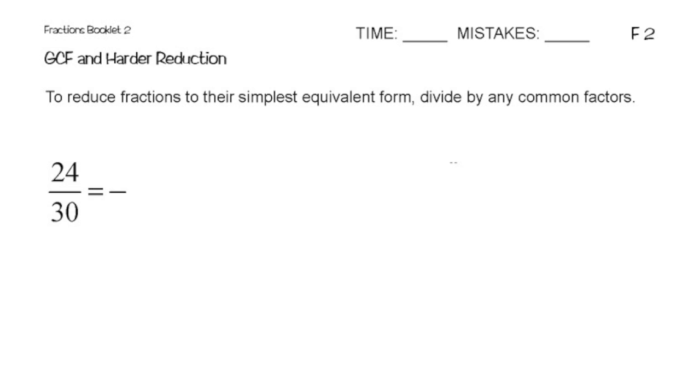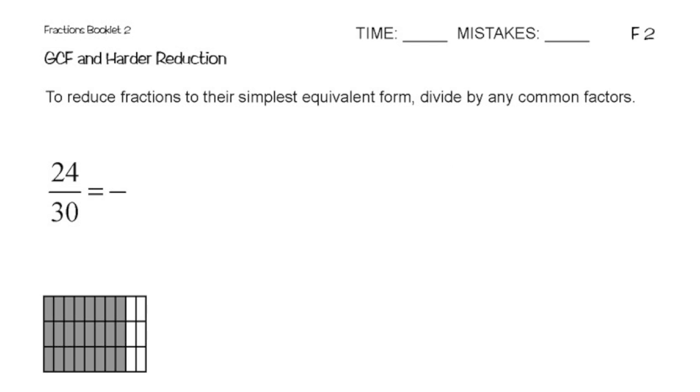So I see 24/30. What I'm first going to do is show a visual representation of what that is. So 24/30, I'm going to make 30 boxes. I'm going to shade in 24, so 24 out of 30.